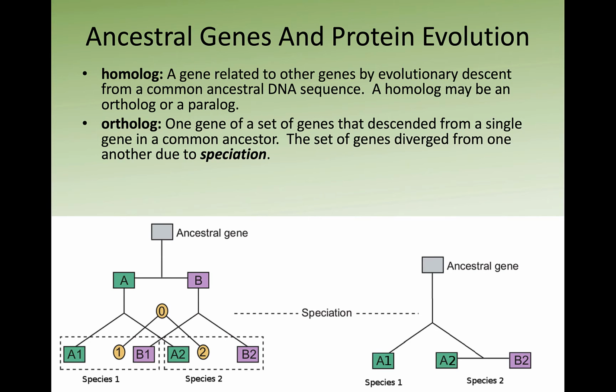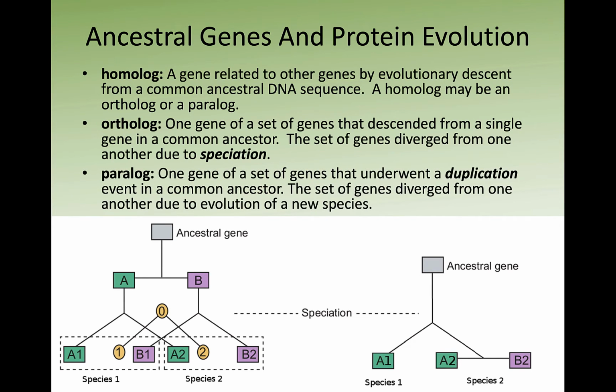So the example here is if I have gene A, and this is the ancestral gene, when there's a speciation event, what I end up with is species 1 having an A gene and species 2 having an A gene. Same thing with gene B, right? When there's a speciation event, I'm going to end up with species 1 having a copy of a B gene and species 2 having a copy of a B gene. And so I can then compare these things to each other. I'll compare A to A and B to B.